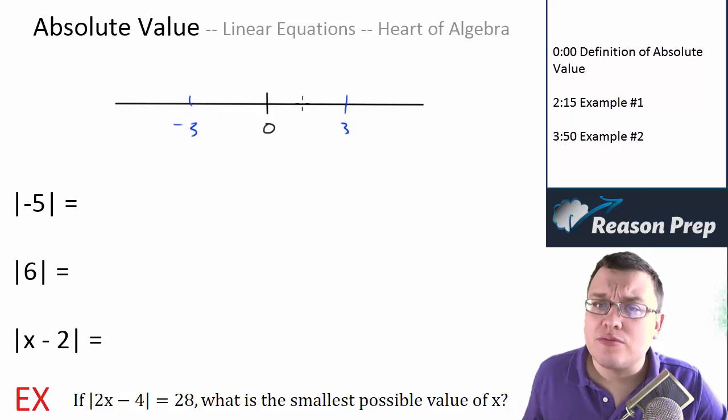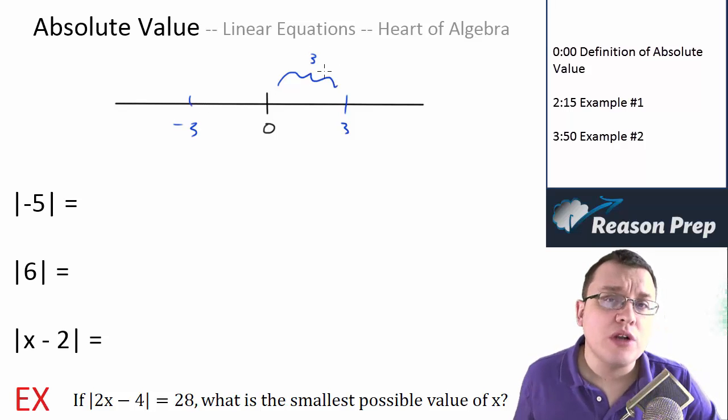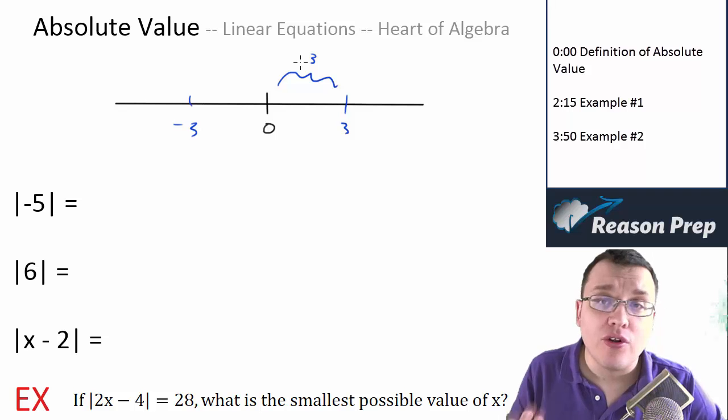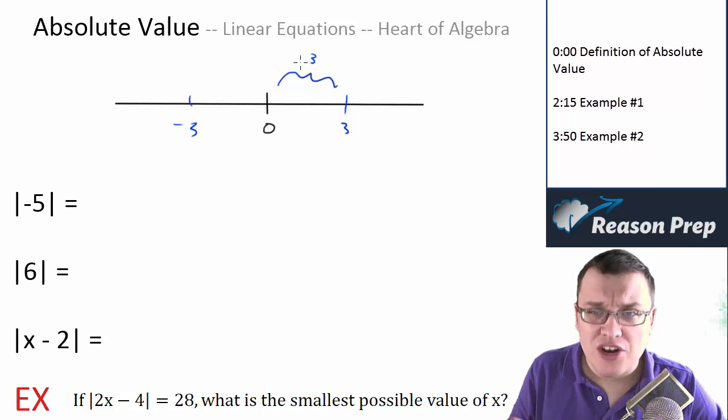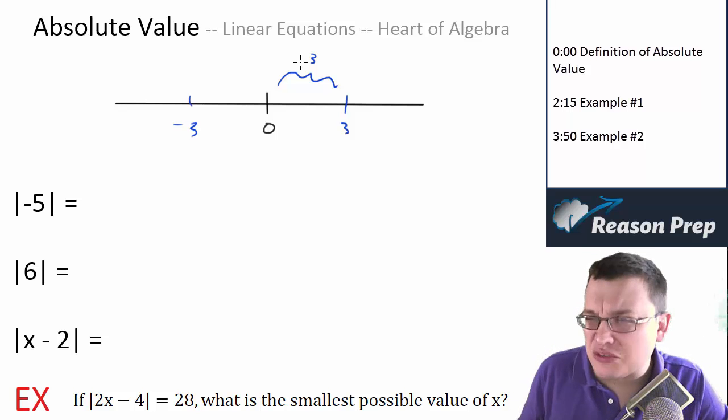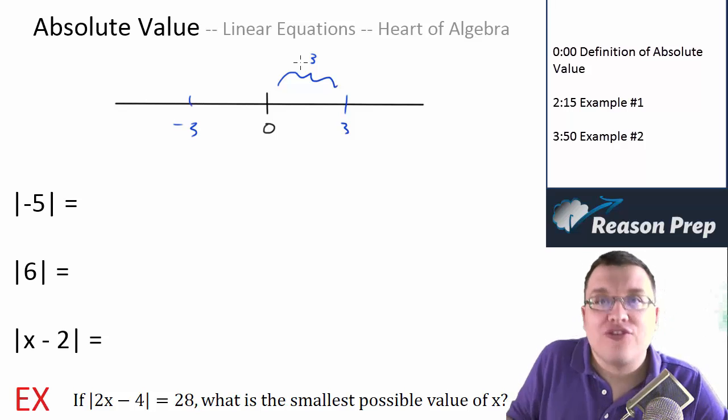So what's the distance from 0 to 3? Well, the distance from 0 to 3 is just 3 units. And notice we don't really care about the sign here. We just care about the raw distance, the magnitude. We don't actually care, -3 distance doesn't really make sense. It's just 3 units away.